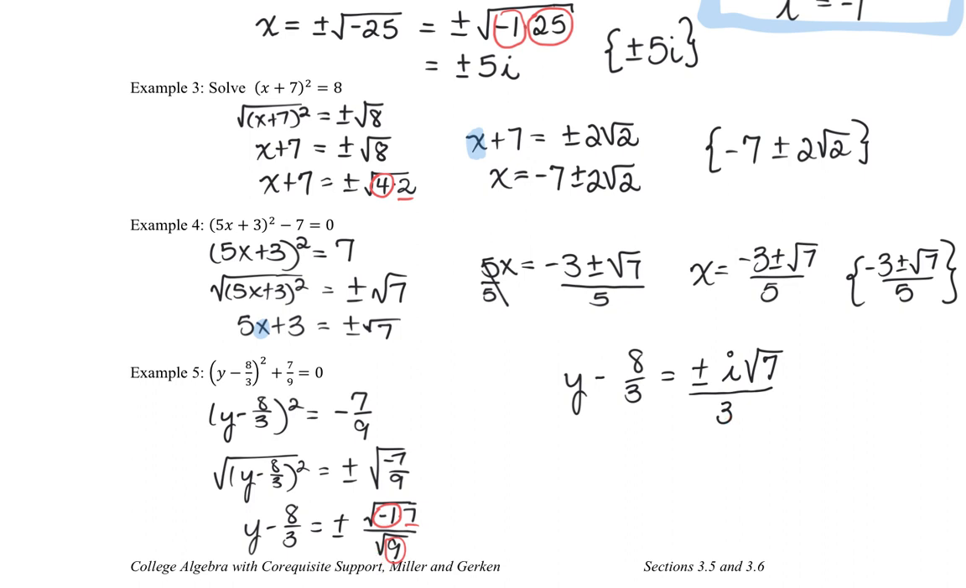And we could put the i in the back, but we want to make sure that we notice that the i isn't under the radical, right? So we can put it in the front. That's usually how you'll see it. And then finally, we want to get the y by itself, right? So we need to just add 8/3 to both sides. So y equals 8/3 plus or minus i square root of 7 over 3. And then if you want, you don't have to, but you've got a common denominator there. So you could write it as 8 plus or minus i square root of 7 all over 3. Either one would be fine.